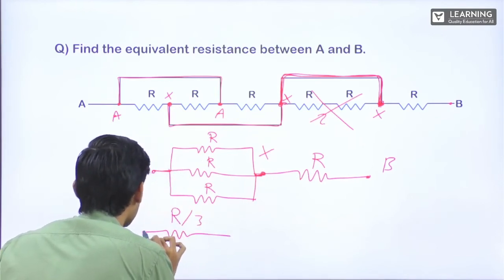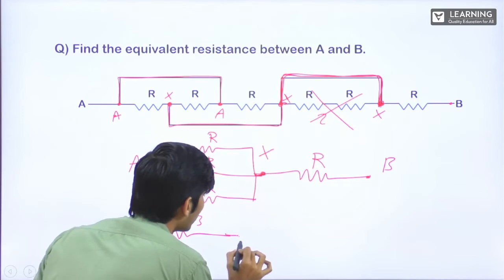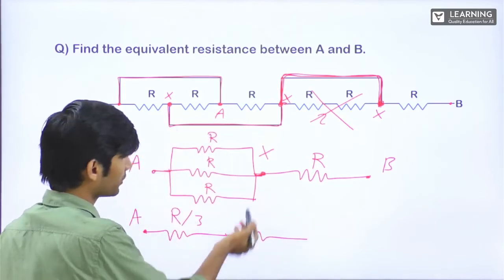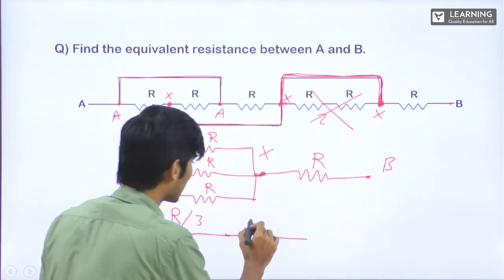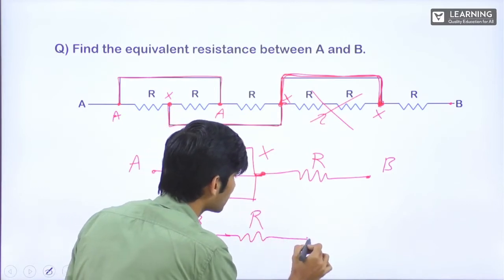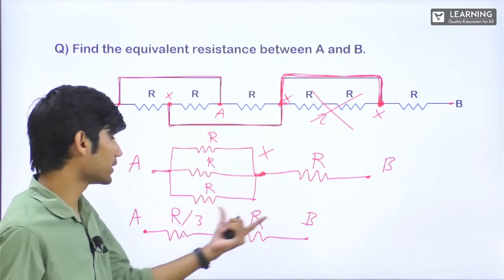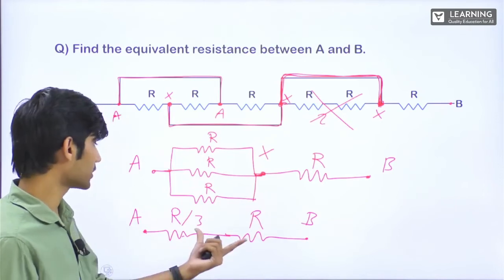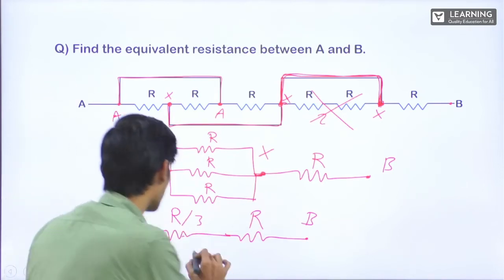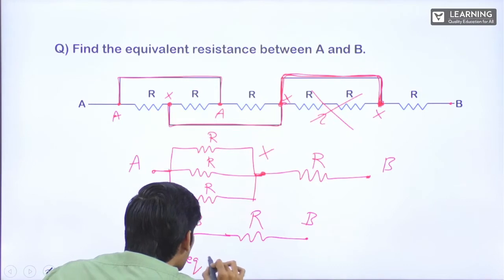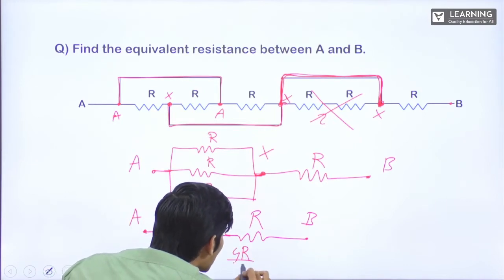Correct? This is point A. Then from here, no need to mark point X now because it is directly in series now. This is point B. R by 3 plus R. Series, right? So this will be 3R, 4R by 3. R equivalent is equal to 4R by 3. Clear?